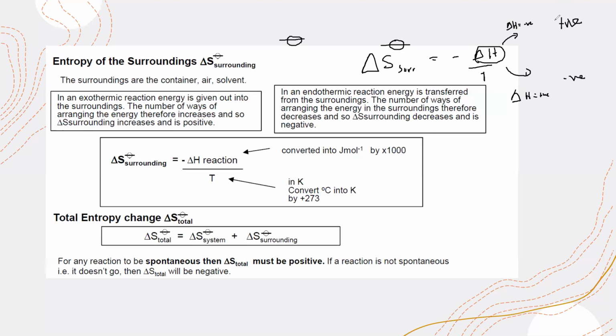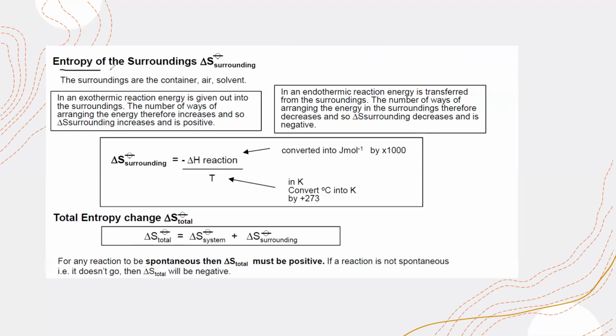And if we need the total entropy, the formula to calculate the total entropy is the entropy of the system plus the entropy of the surroundings. If the total entropy is positive, it means the reaction is spontaneous. The reaction will proceed or occur. If total entropy is negative, it means the reaction will not form products, the reactants will not form a product, or the reaction is non-spontaneous. Is this clear? The concept of entropy of the system as well as total entropy change.